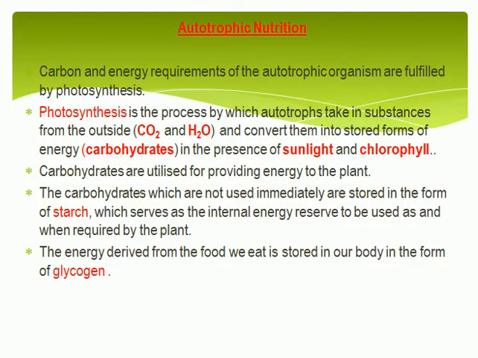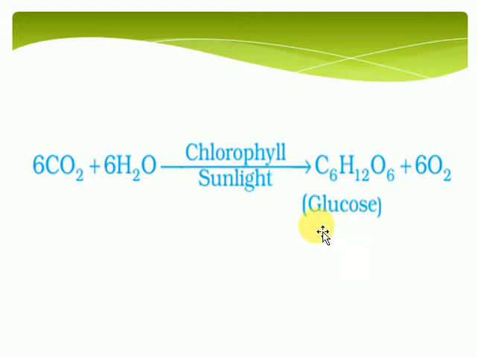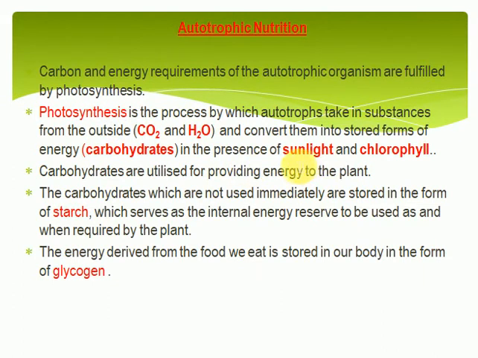If you are asked about the definition of photosynthesis, then you will mention that photosynthesis is the process by which autotrophs take in substances from outside. Which substances? Carbon dioxide and water, and convert them into a stored form of energy, that is the carbohydrates. See, this is the stored form of energy. This is the carbohydrates. It is being manufactured in the body of plants, and this process is taking place in the presence of sunlight and chlorophyll. So it is necessary to mention all these points while you are writing about the process of photosynthesis. You have to mention carbon dioxide, water, formation of carbohydrate, sunlight and chlorophyll. All these points are important.